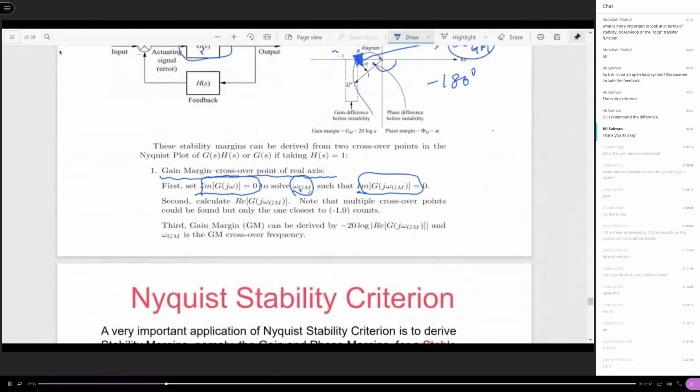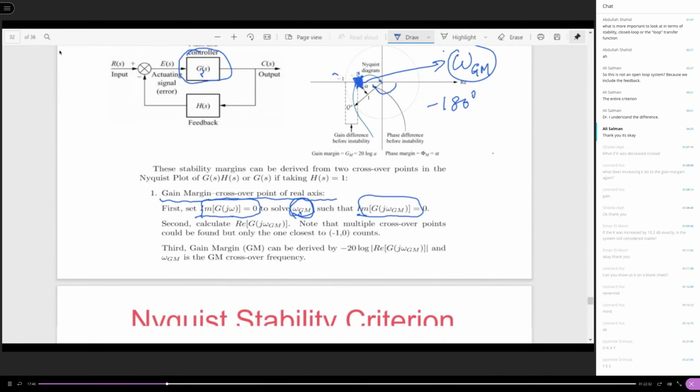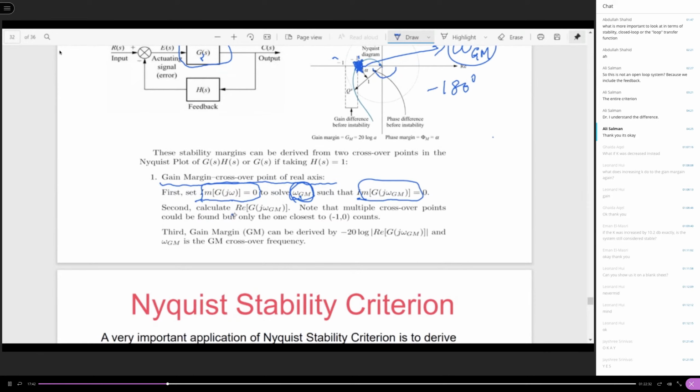Once you find this gain margin crossover frequency, then you can calculate its real part. You only use the imaginary part to find omega GM. Then the second step is that you substitute this value into the real part. Now, you could find multiple crossover points.